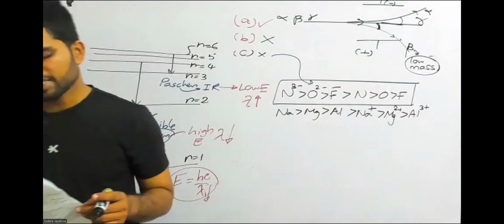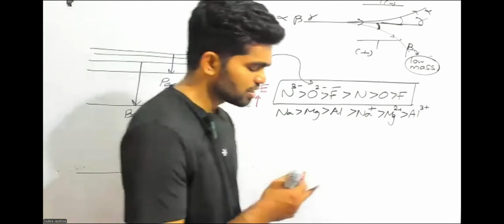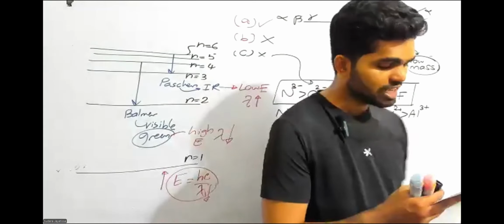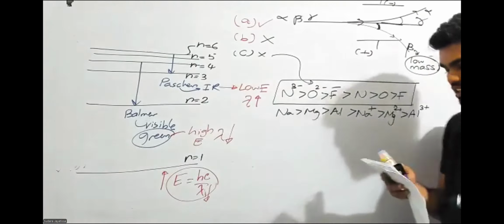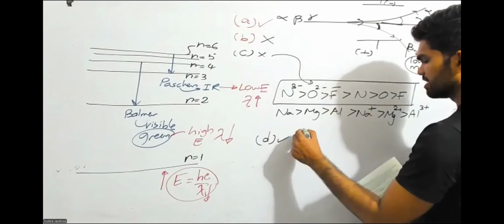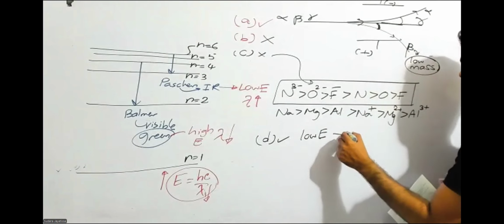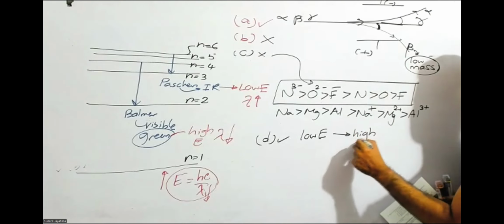The spinning of the maximum available unpaired electrons of the p sub energy level in the same direction causes the configuration to have low energy. D is correct because low energy means high stability.